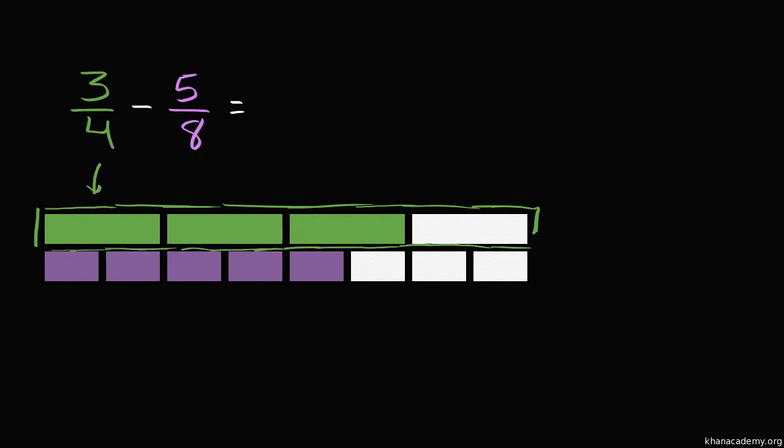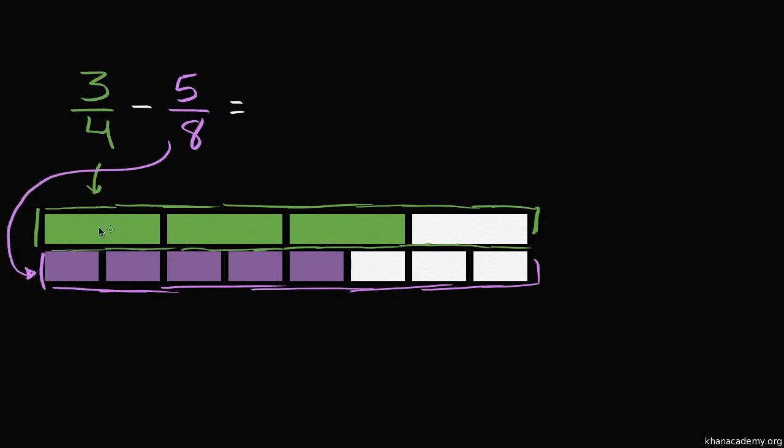And then this bar down here, you could view this as another whole. This is another whole right over here, and you can see this divided into 8 equal pieces, and 5 of them are shaded in. So that represents the 5/8. So we want to have 3/4, this green shaded area, and we want to take away the 5/8. So how could we do it? And even when you look at it visually, it might jump out at you.